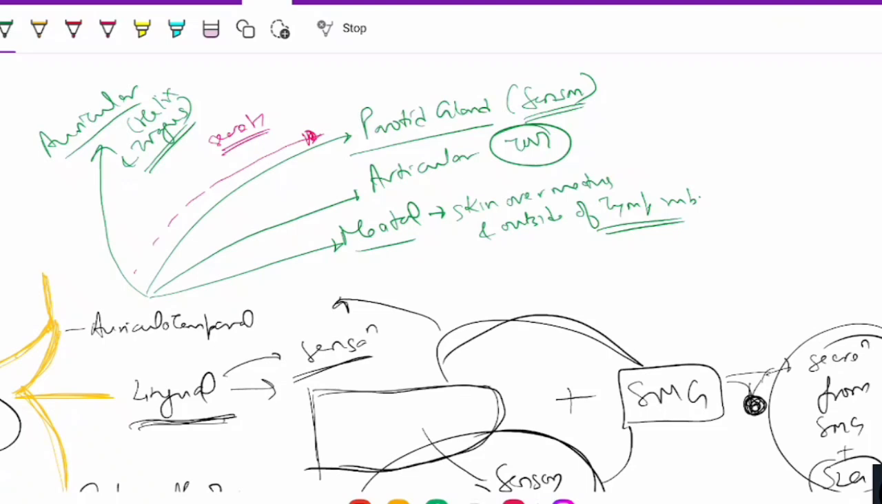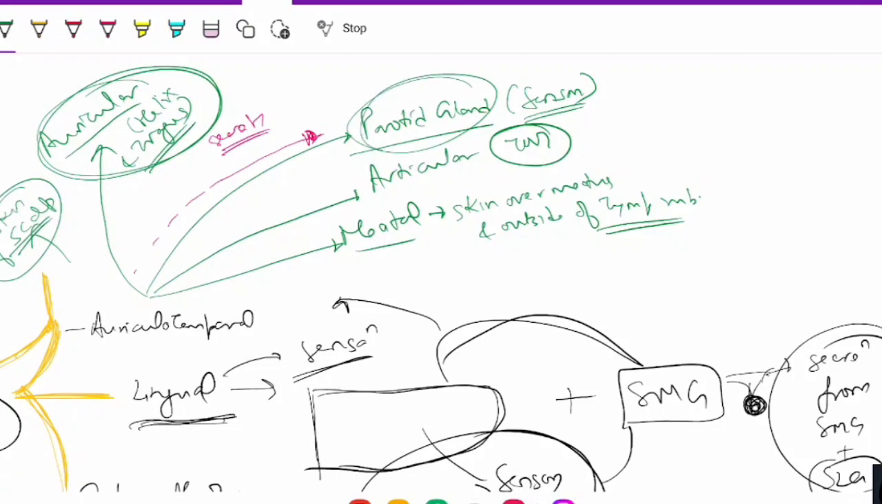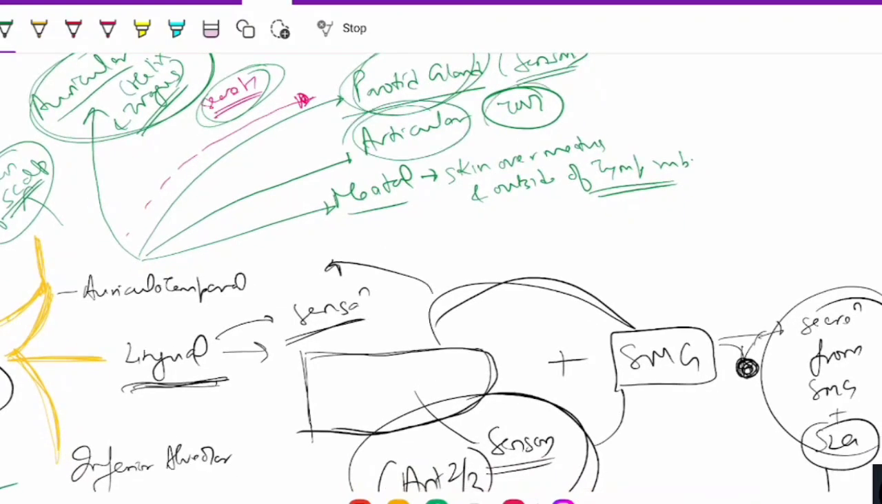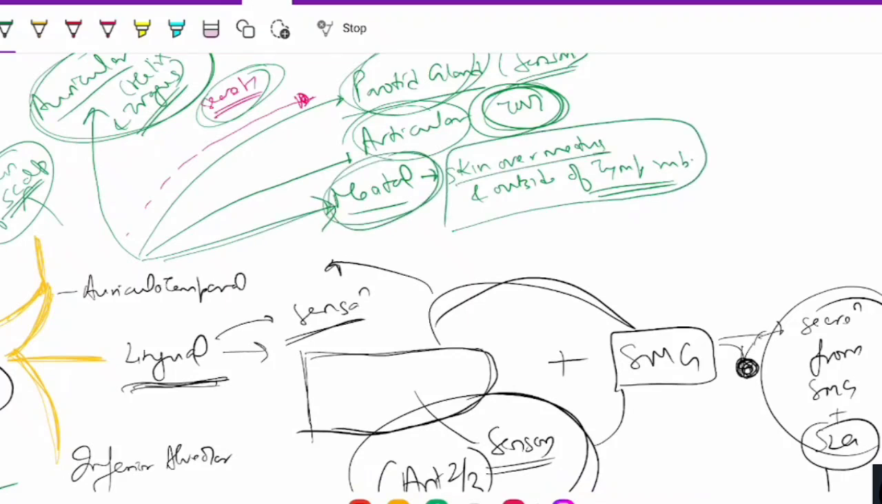Right. So some auriculotemporal branches also supply the skin of scalp. So these are the 5 branches. Skin of scalp sensory supply, helix and tragus sensory supply, parotid sensory supply, also secretory, articular, that is TMJ supply, and then you have meatal, that is skin outside over the meatus and outside of tympanic membrane.